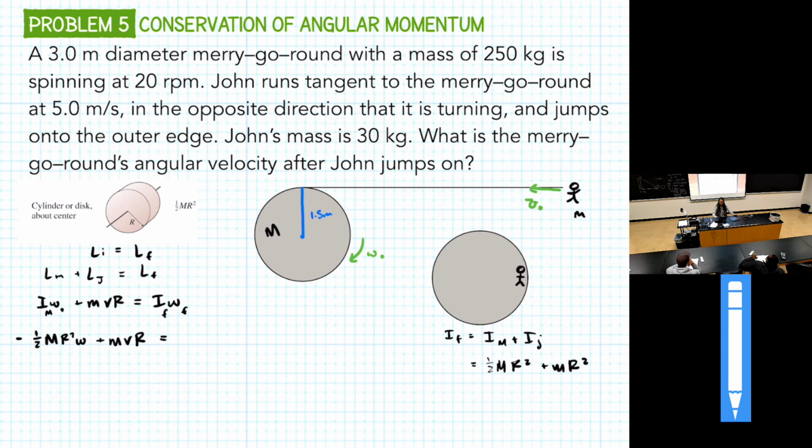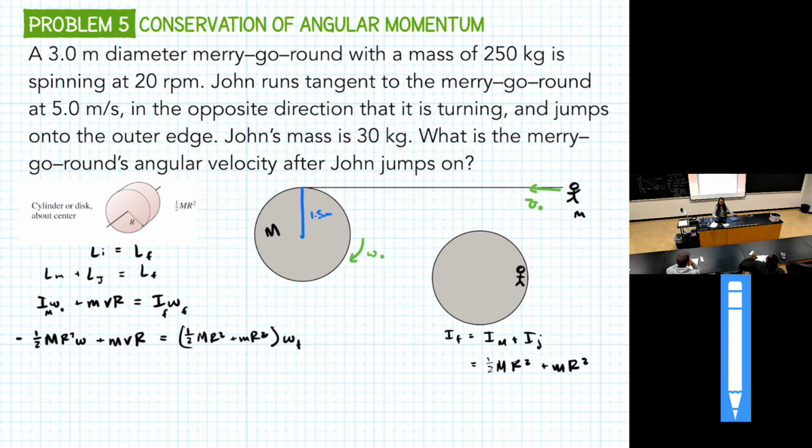And why are we using the same r here? Yeah, because he's at the edge, right? So we can use the same r. Okay, so then this becomes 1/2 M R squared plus little m r squared, times omega final. Okay, so there's a lot going on here, but we're just going to solve for omega final.